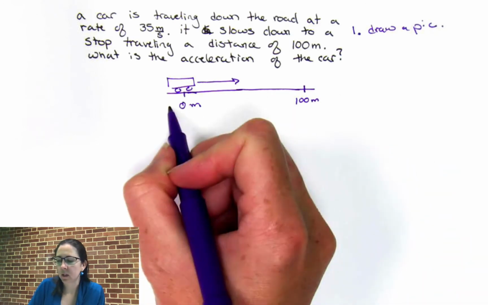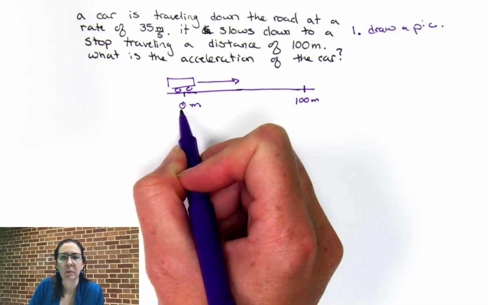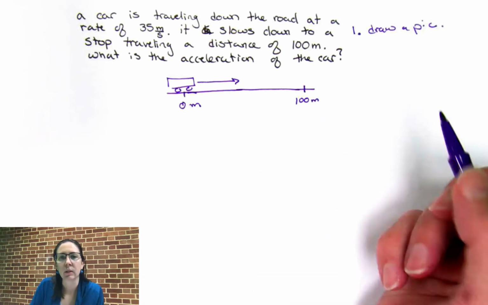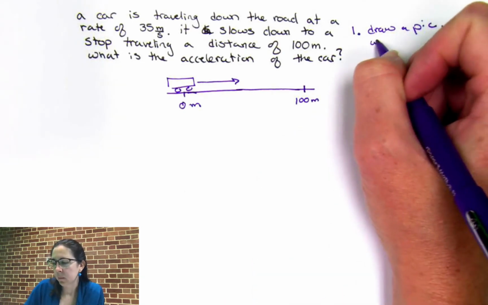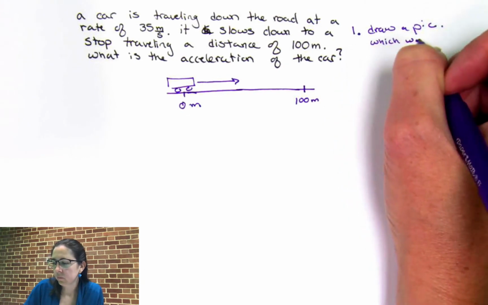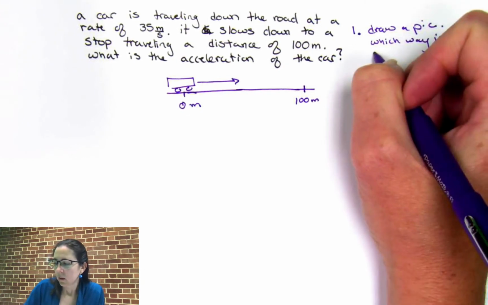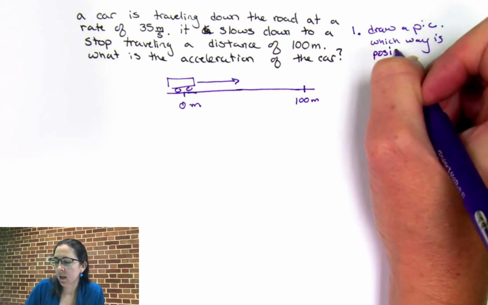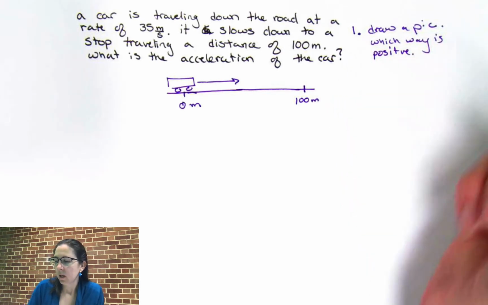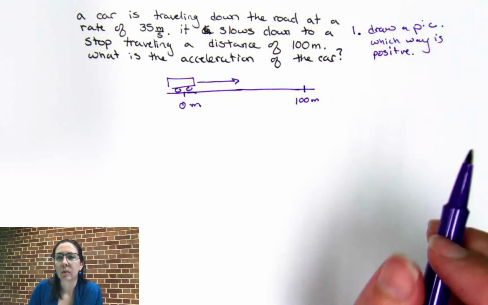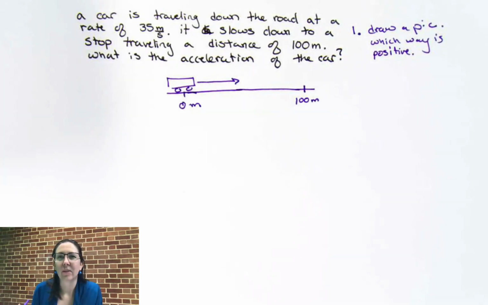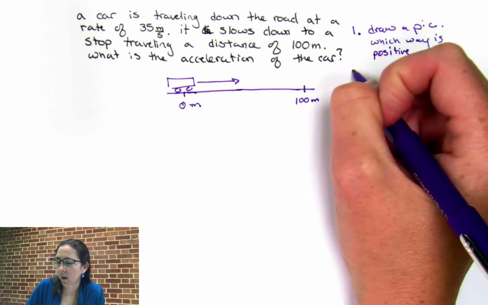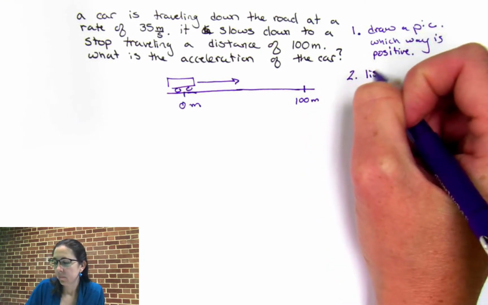I could have said that it started at a position of 100 meters and then stopped at 0. Like, you could have done that. That would have been weird, but sure. Draw a picture, and which way is positive? Then the next step is to list all your variables.